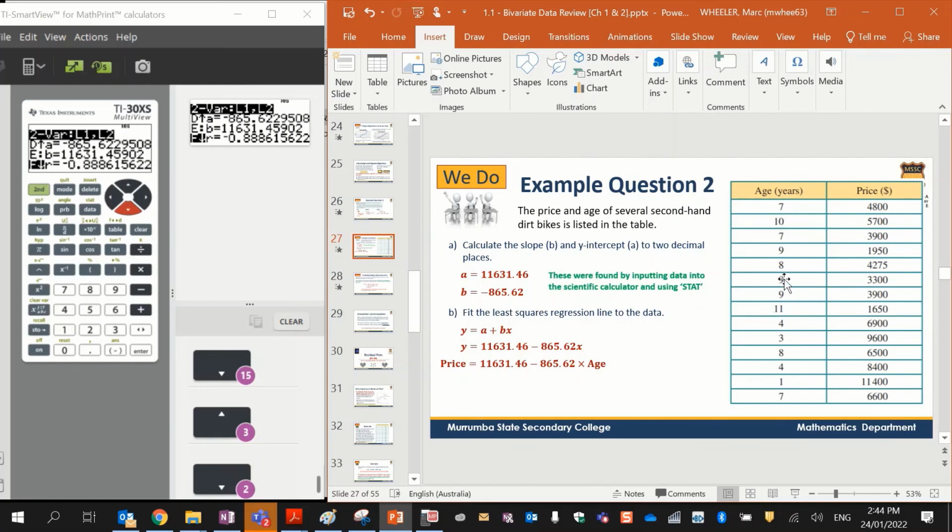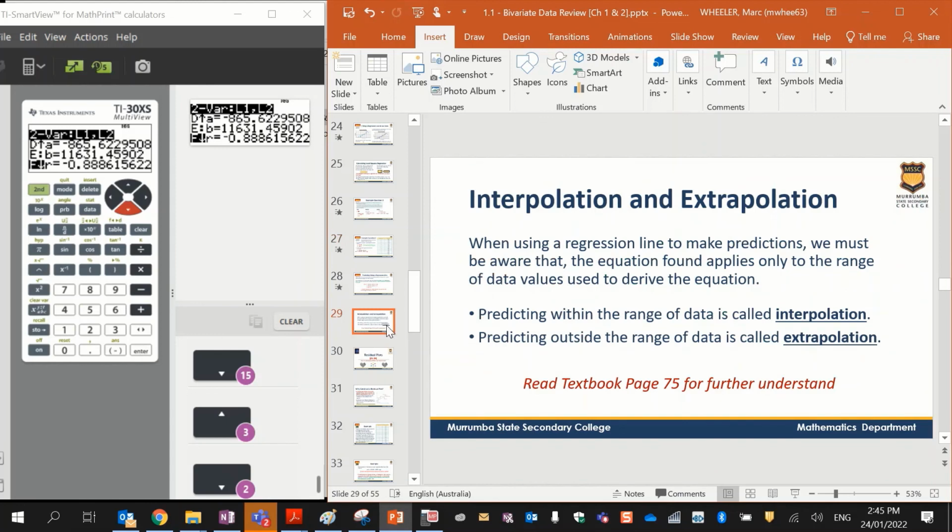6 is fine. If we predicted the price of, say, a 15-year-old dirt bike, that is when we can start to have problems with our formula, because 15 is not considered in any of these. 15 is actually 4 years older than the oldest dirt bike. So we're probably likely to get an incorrect or less accurate answer. And that is an example of extrapolation. It's when you go outside the range of the data. Okay, I hope that makes sense. If you want to read a bit more, you can read on page 75.